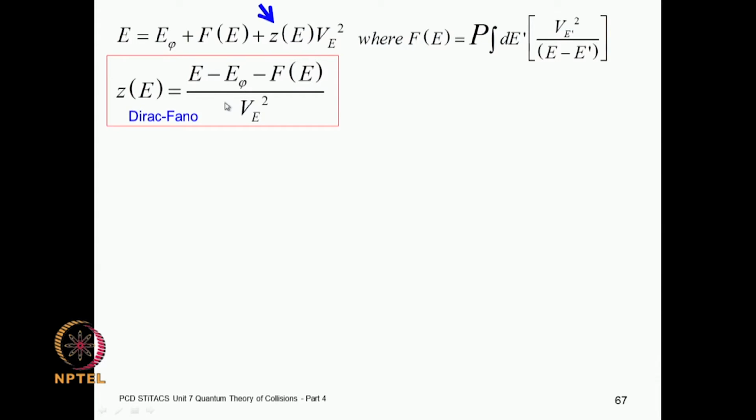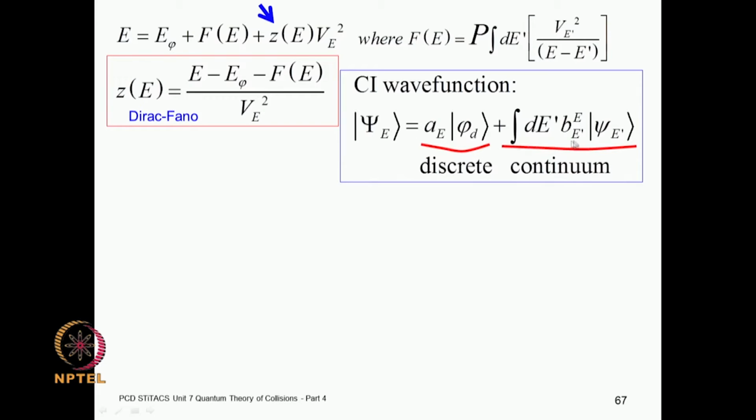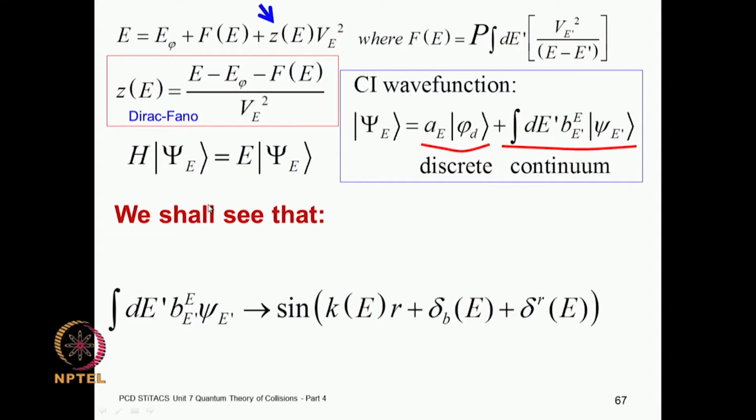So, here the Z is given by the Dirac-Fano trick. The configuration interaction is this, as we know. So, what we are going to see is that this particular state, which is in the continuum, this will look very similar to a continuum state solution that we have worked with in scattering theory all along. You will remember that this goes as sin(kr plus delta), right. So, you have got the sin kr, k depends on energy.